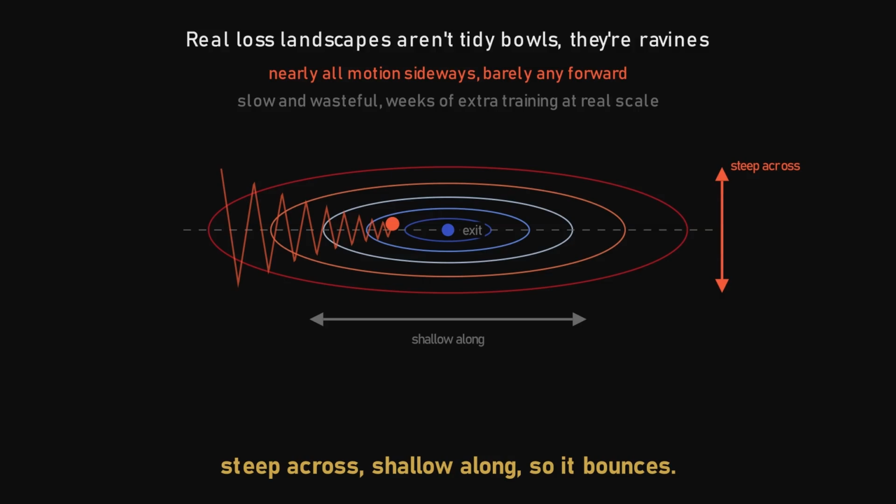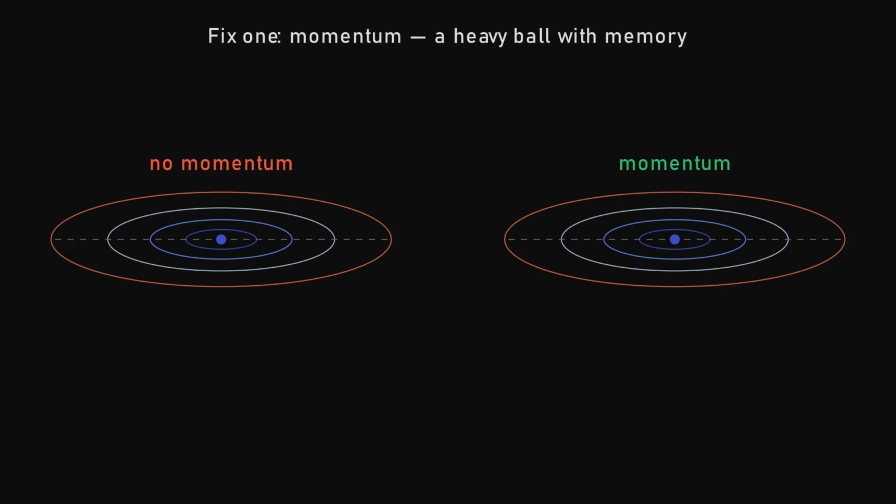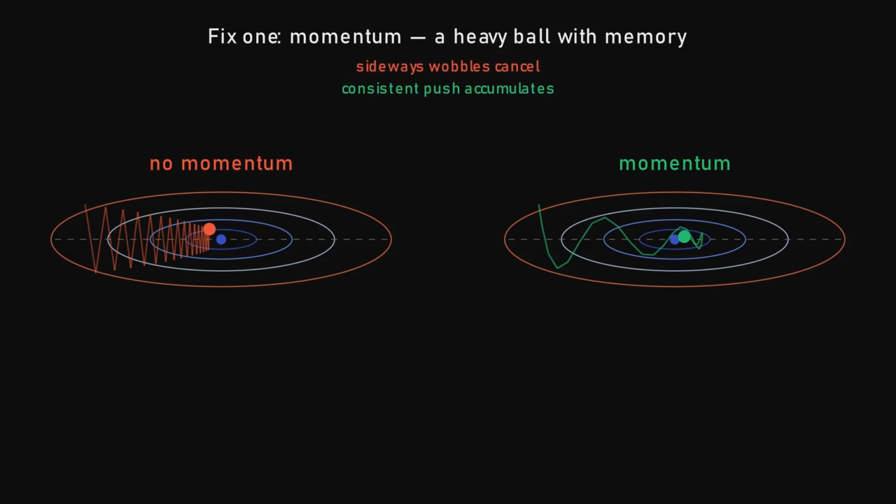Two ideas were invented to fix exactly this. The first one is momentum. Stop treating each step as fresh. Give the optimizer a memory. Think of a heavy ball rolling down the canyon instead of a hiker taking discrete steps. The sideways wall pushes point in opposite directions and cancel.